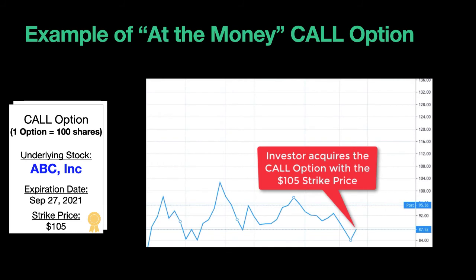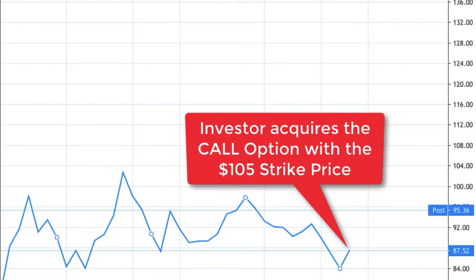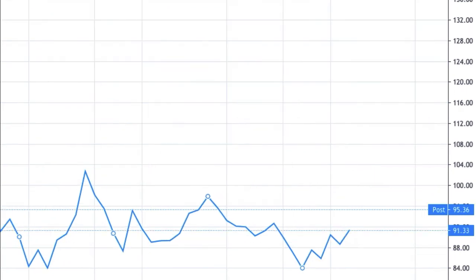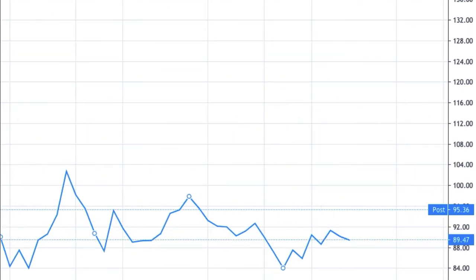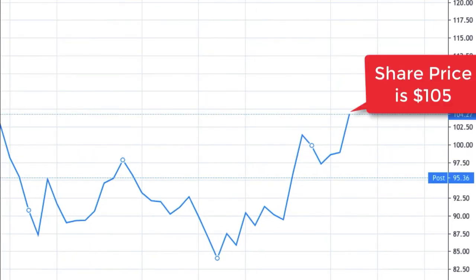Next, we're going to take a look at an at the money call option. And this is when the share price is the same as the strike price, and this is called at the money. For this example, we can see here that the investor acquires the call option with the $105 strike price at this point here. We're going to watch as the share price of the stock actually reaches $105 per share, and so our option contract is considered at the money.